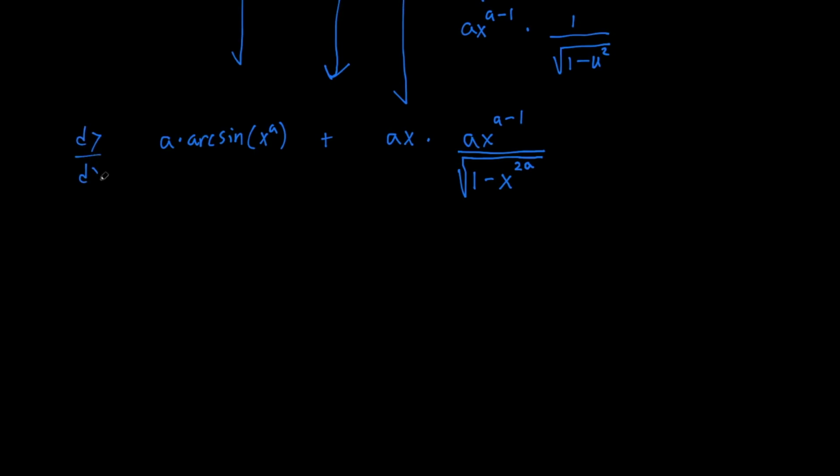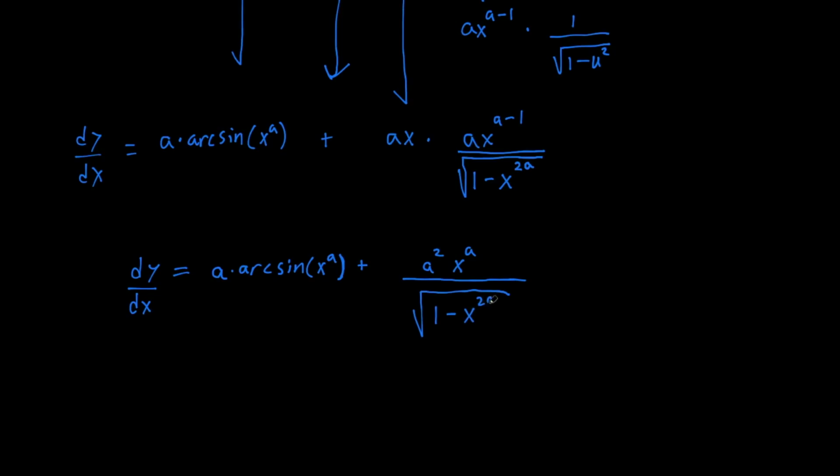So remember, this is dy dx. So dy dx equals, well, that's a pathetic dy dx. I'm going to make this neat because it's probably our last line. So dy dx equals a times arcsine of x to the a plus, we have a times a, x times x to the a minus 1 is going to be x to the a, and we're going to put that all over the square root of 1 minus x to the 2a.